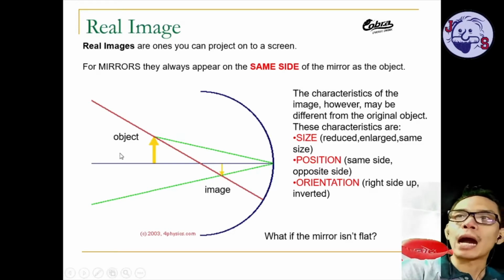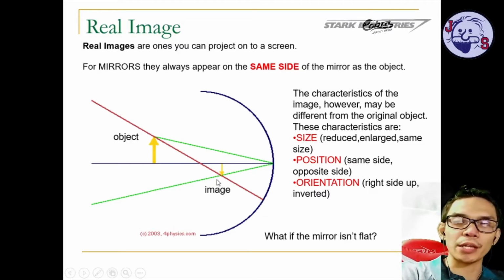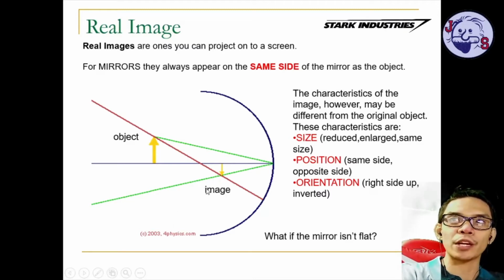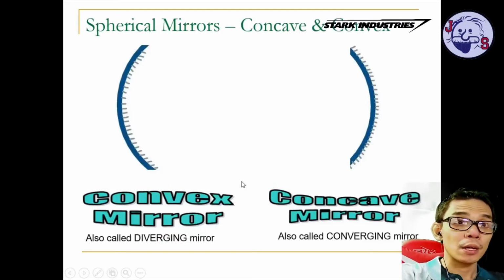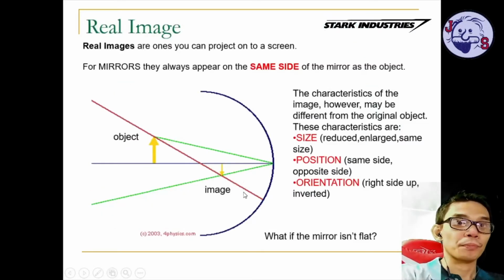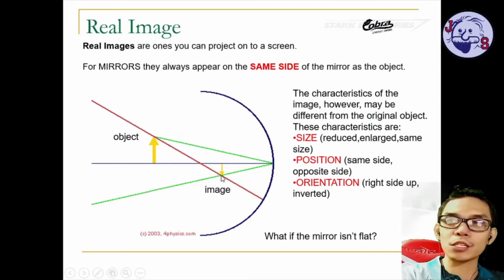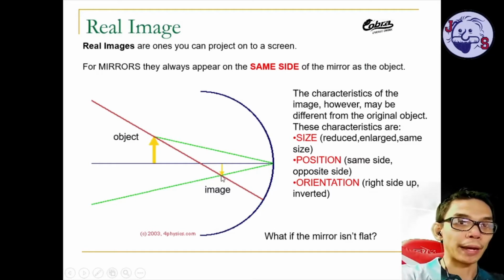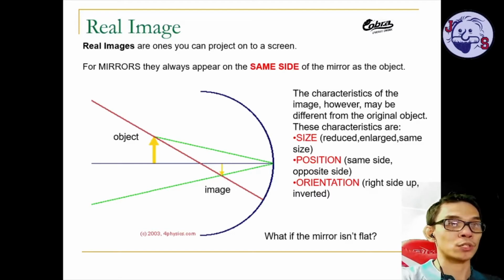So how does the real image form? Because the intersection of the light rays happens in front of the mirror or lens, something like this one. So the image is somehow inverted, and at the same time, this is a real image.